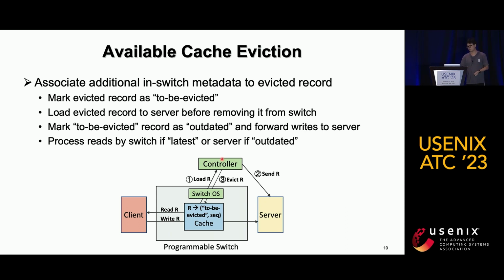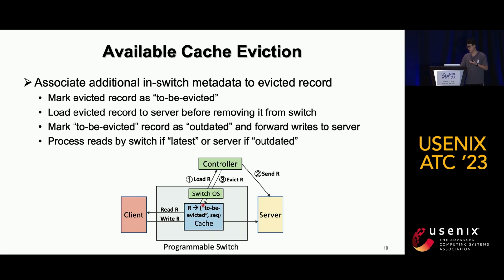Our insight is that we can associate additional in-switch metadata to the evicted record in the switch to ensure the availability. Well, here are the details. For the evicted record, the controller will first mark the metadata, that is, mark the in-switch record as to be evicted, such that the data plane can be aware that the record is being evicted by the controller.